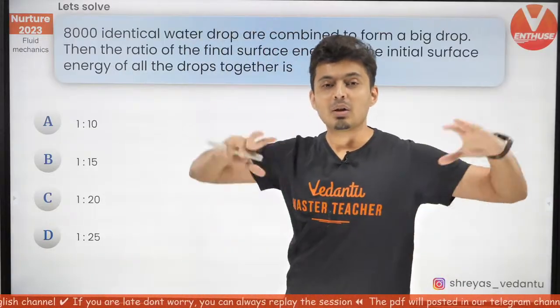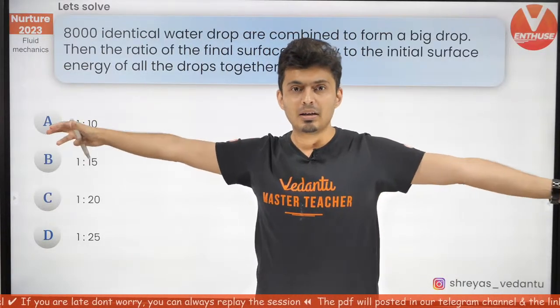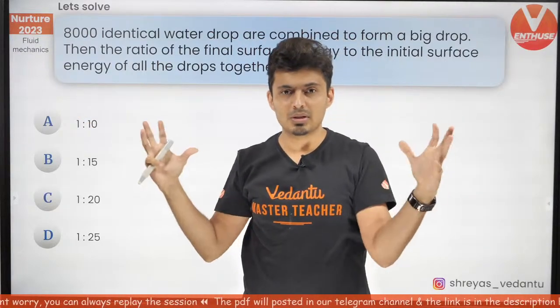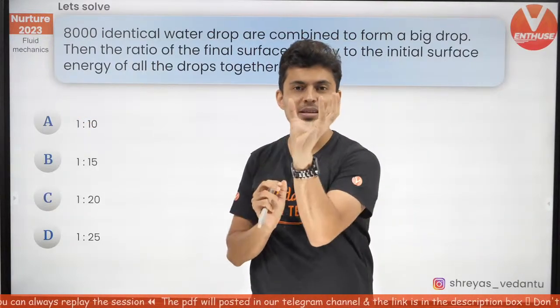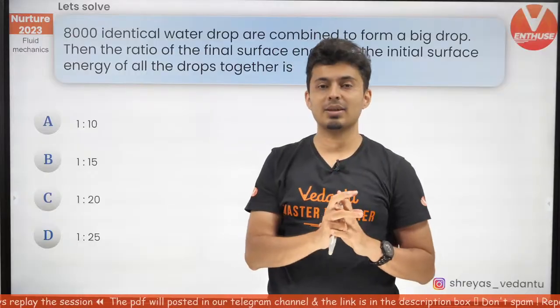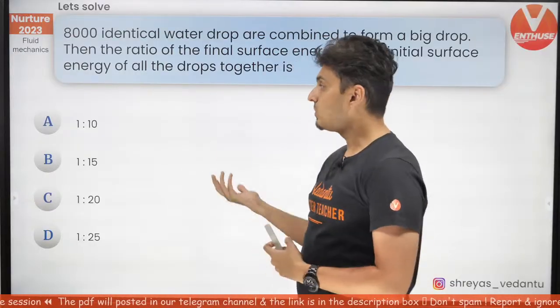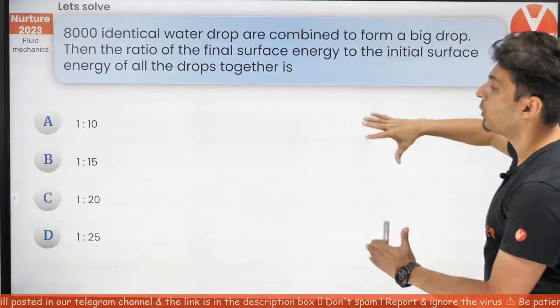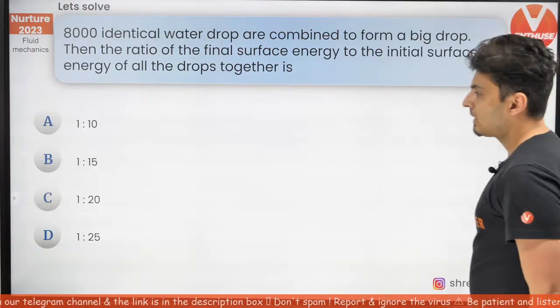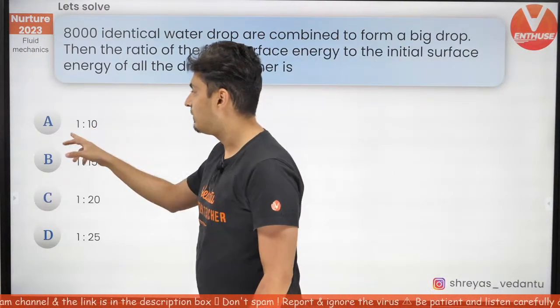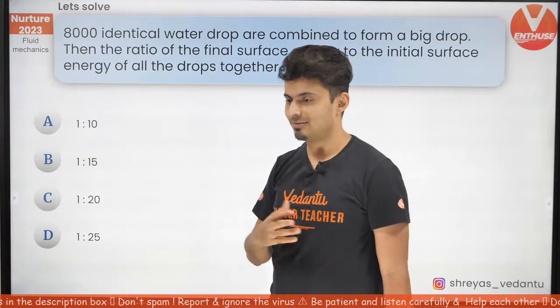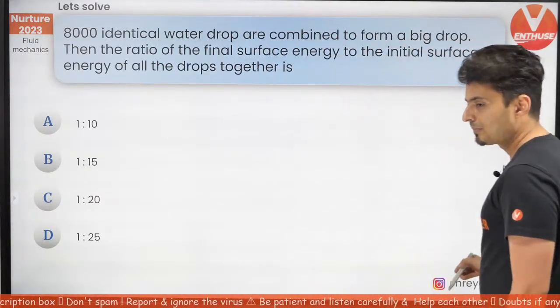Think carefully. When all the drops were separate, they would definitely have large area, all surfaces exposed. When they combine to form one single drop, you'll have very little surface because it's one single drop. So the final energy will be less. The original energy will be a lot. So that's why the ratio is less than 1. 1 is to 10, 1 is to 15, 1 is to 20, 1 is to 25. Let's see how to do this question.